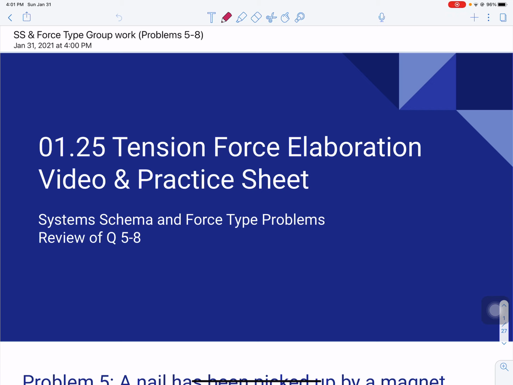Okay, I know this is all your favorite activity, reviewing homework problems. So on this one, we are going to review the system schema and force type problems.